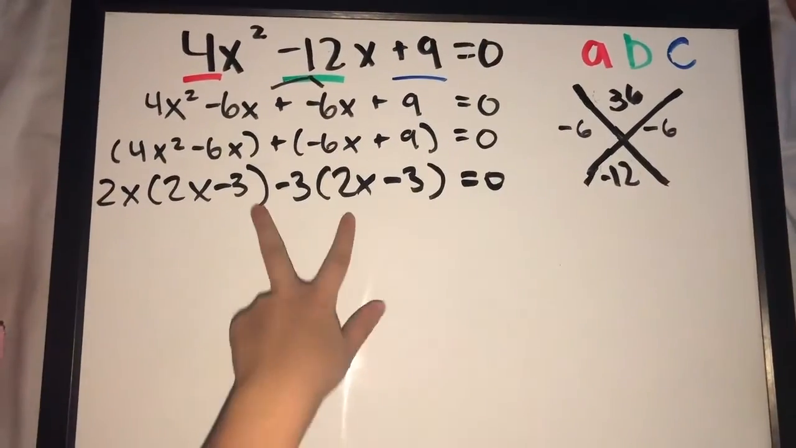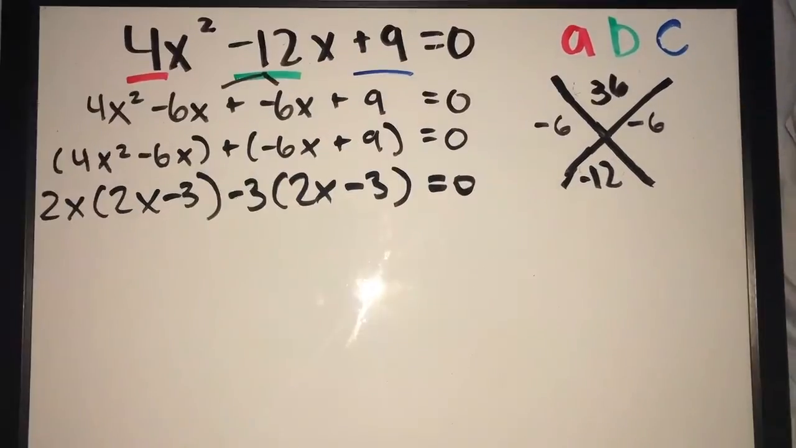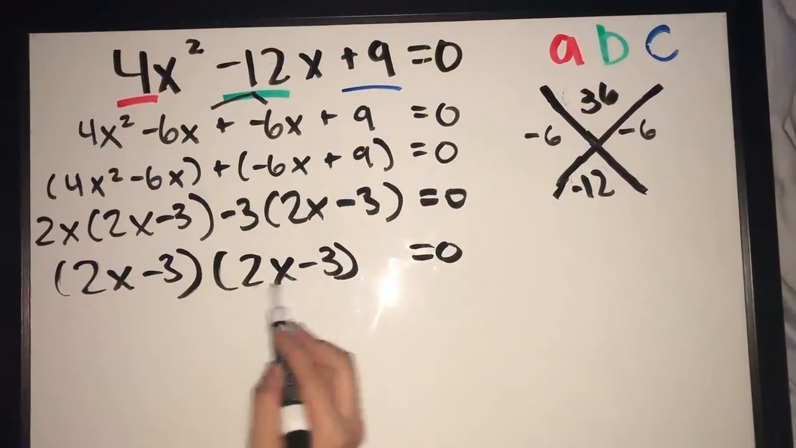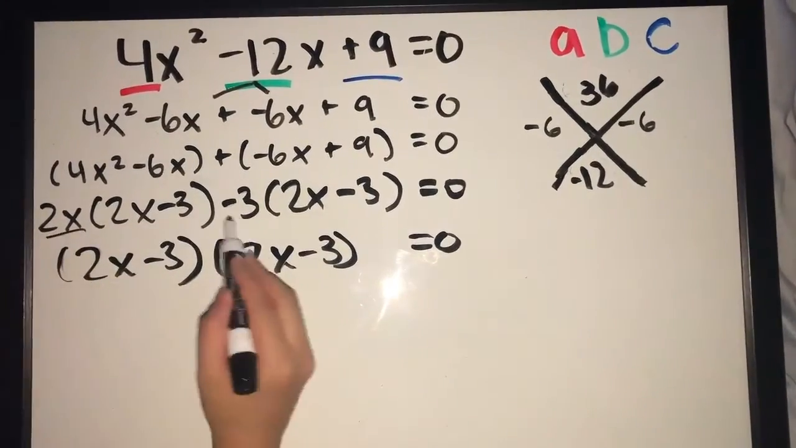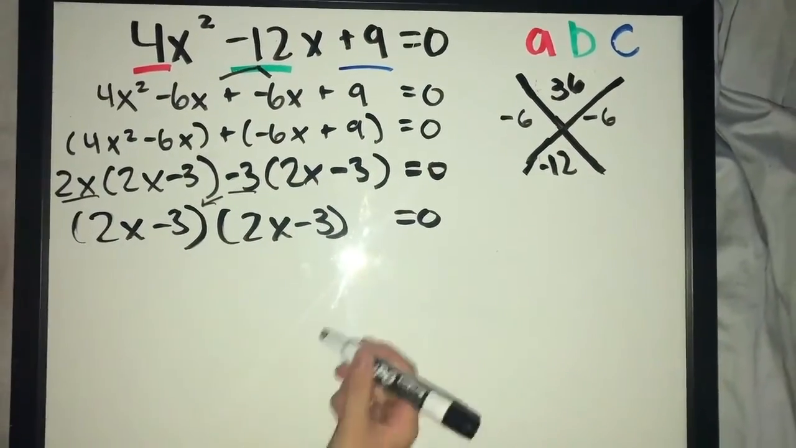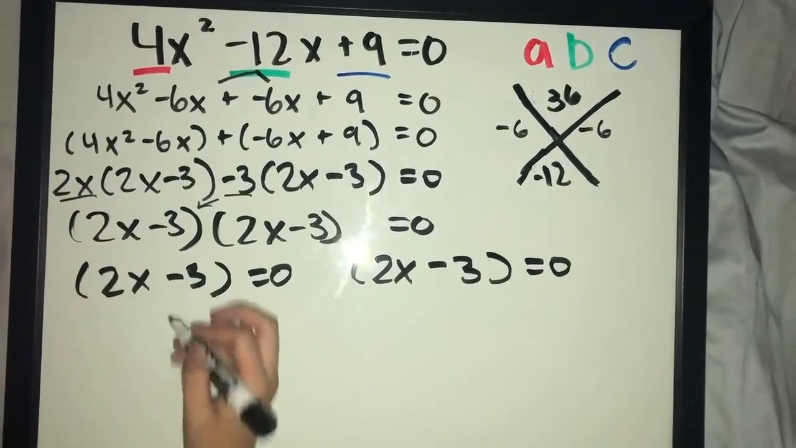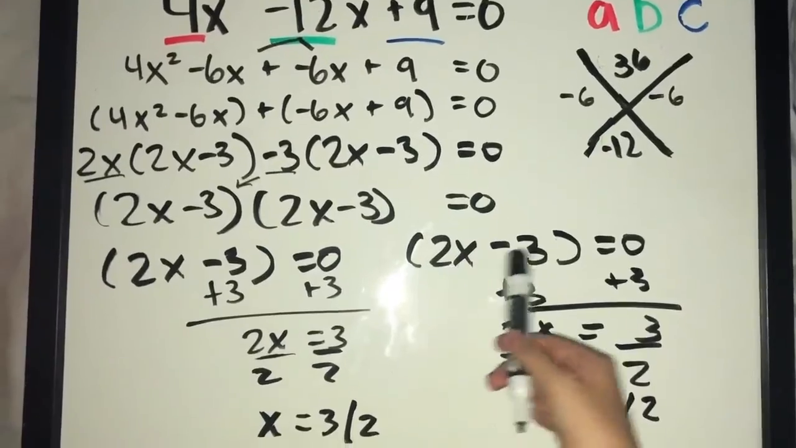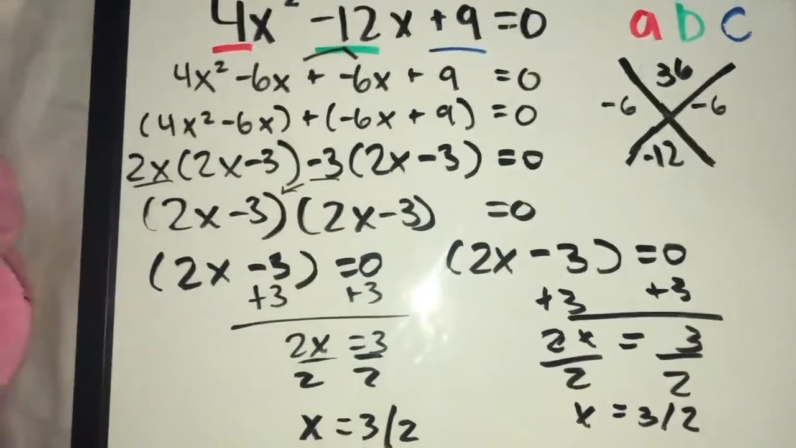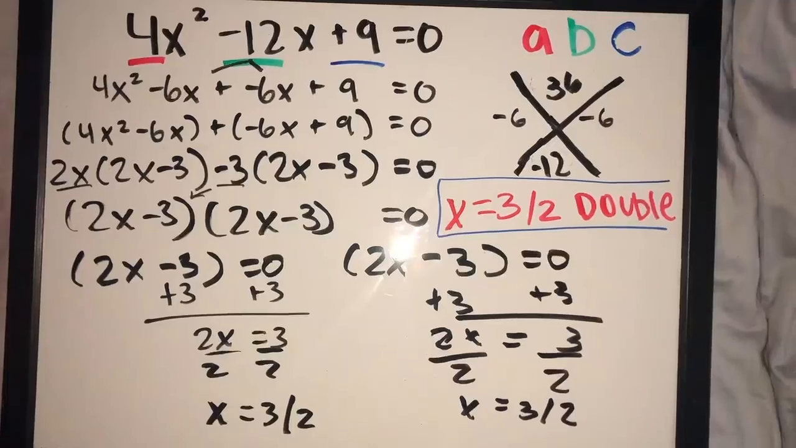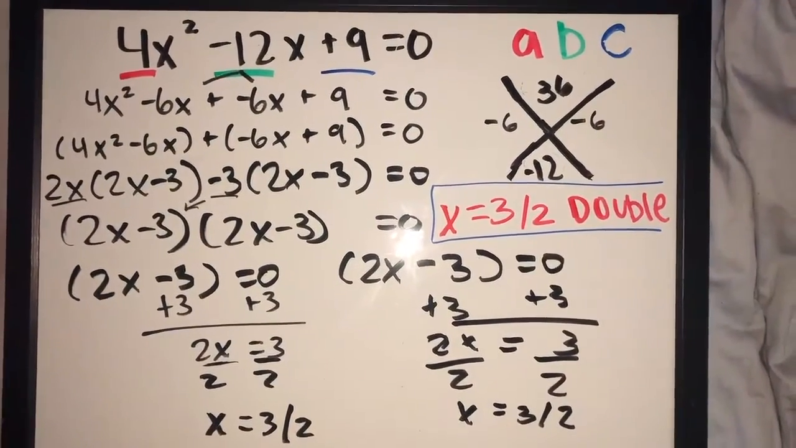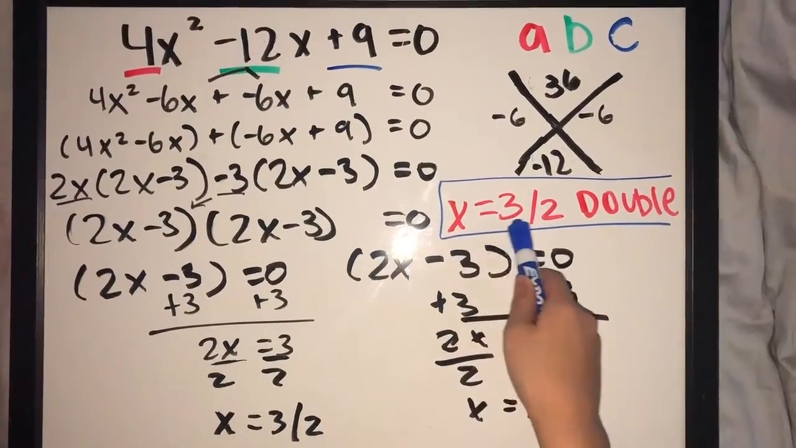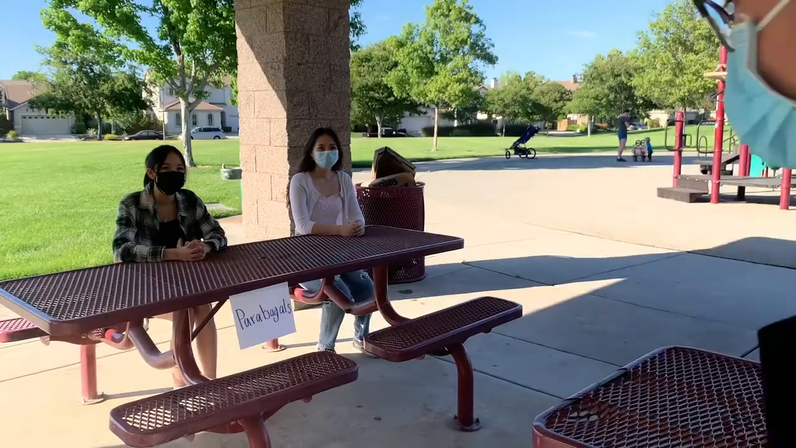Keep in mind that you want your factors within the parentheses to be the same. Essentially, you can factor out 2x minus 3. 2x minus 3 comes from here, the parentheses, and then the 2x minus 3. Now set each factor equal to 0, so we're going to add 3 to both sides. And then we're going to divide by 2, so x equals 3 over 2. Because it is also 2x minus 3, our other solution is also x equals 3 over 2. Because x equals 3 over 2 twice, our answer must include the term double. Therefore, our solution is x equals 3 over 2 double.